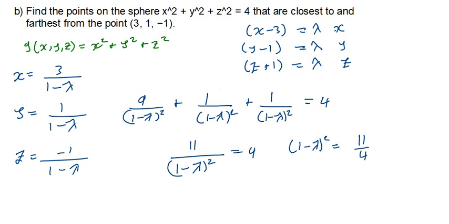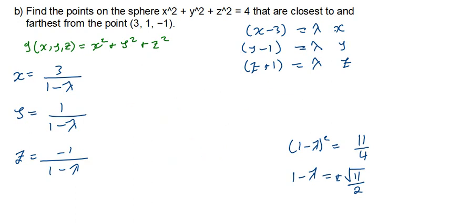So what I need to do now is take the square root of both sides. I'm looking for lambda, remember. That will be equal to positive or negative the square root of 11 divided by 2. Why am I saying 2? Because the square root of 4 gives you 2. So at least that's what I have for now. I'm going to say 1 minus lambda is equal to positive or negative square root of 11 divided by 2.